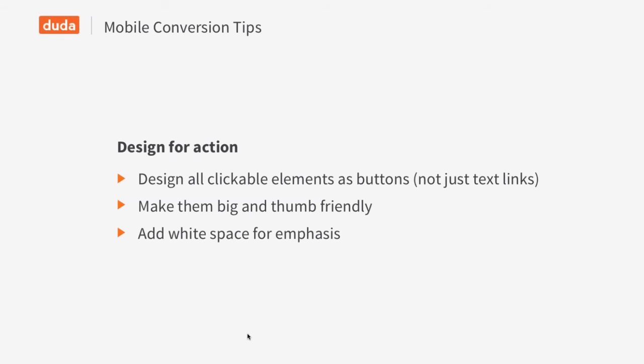Speaking of highlighting things, make everything that's clickable on your landing page a button, especially on the responsive mobile version of it. Not just your basic text links. Everything should be easy to tap. Make it big, thumb-friendly, and add white space around it to emphasize it, make it stand out from the page. You want any link that you're sending traffic through on your landing page, it's probably part of your CTA. You want to emphasize this. You want to make it easy and fun to click.